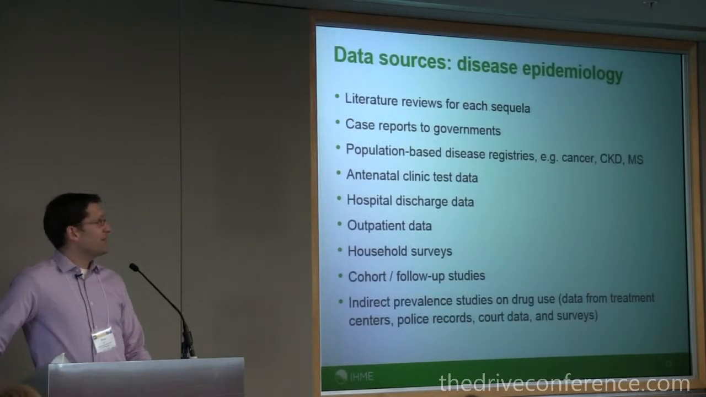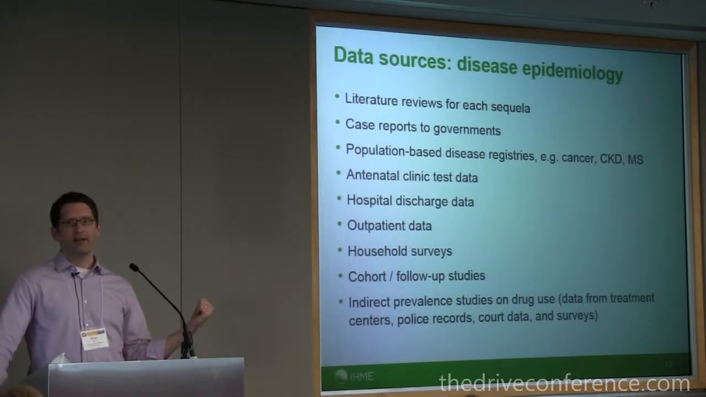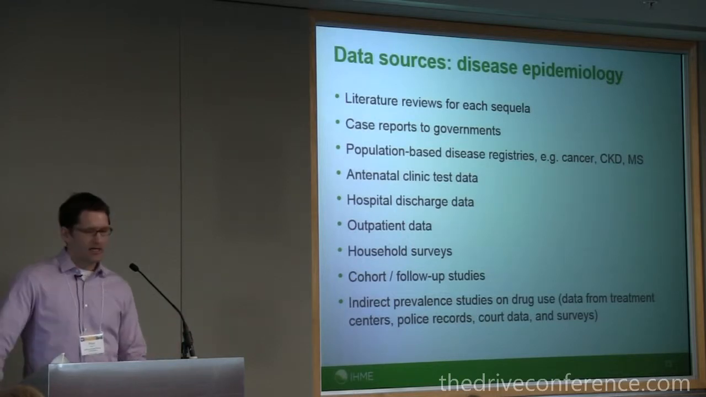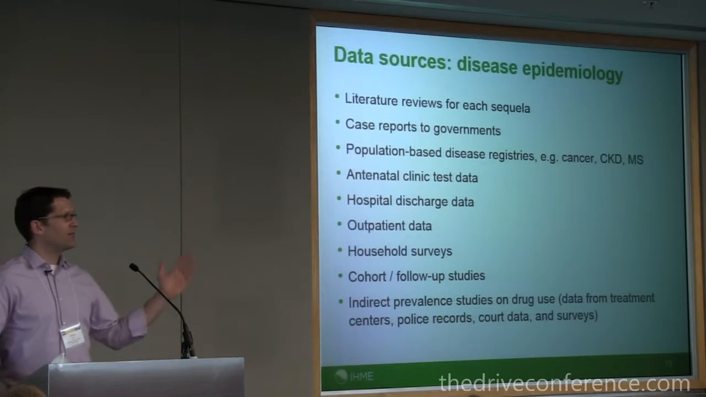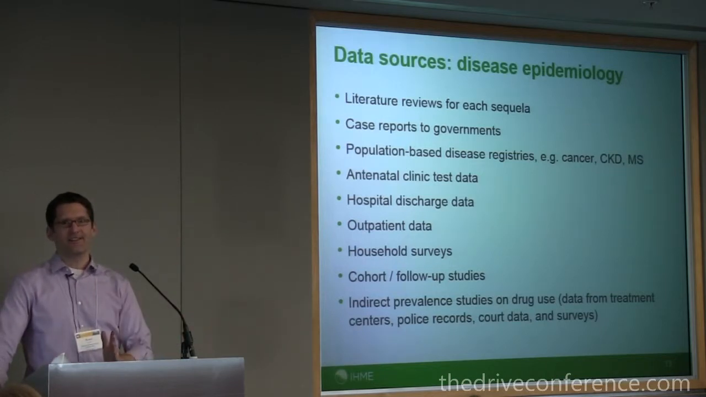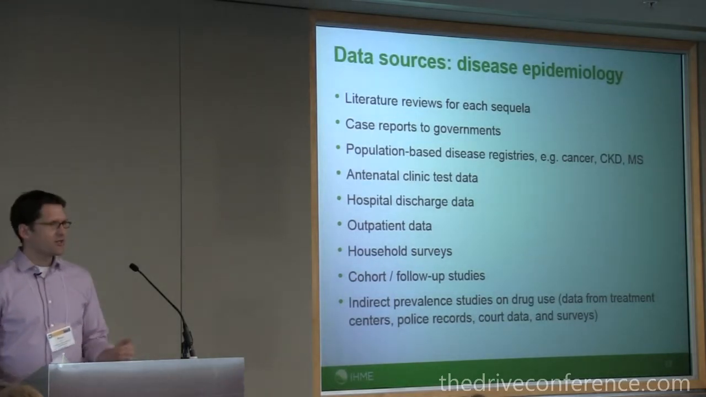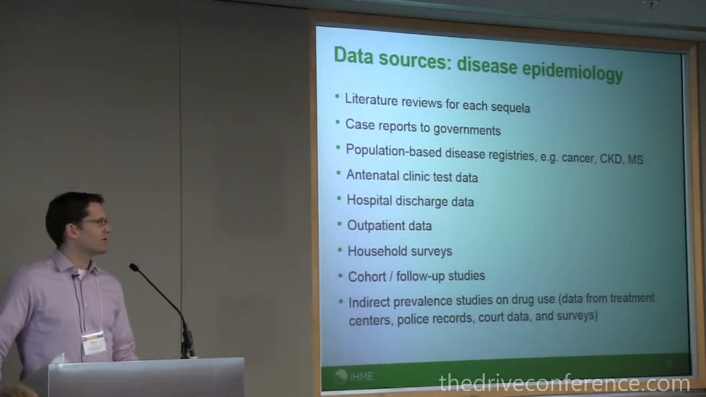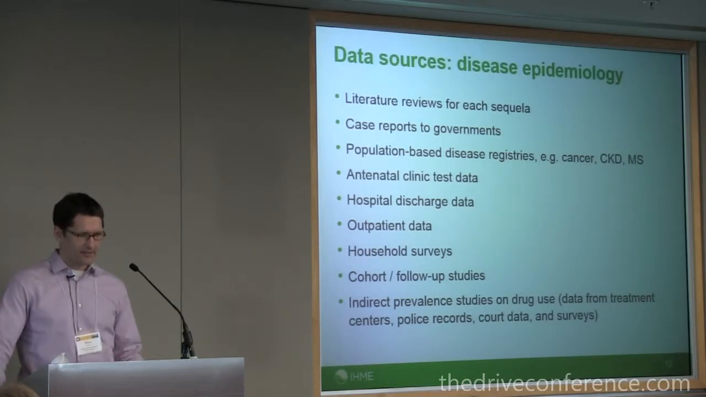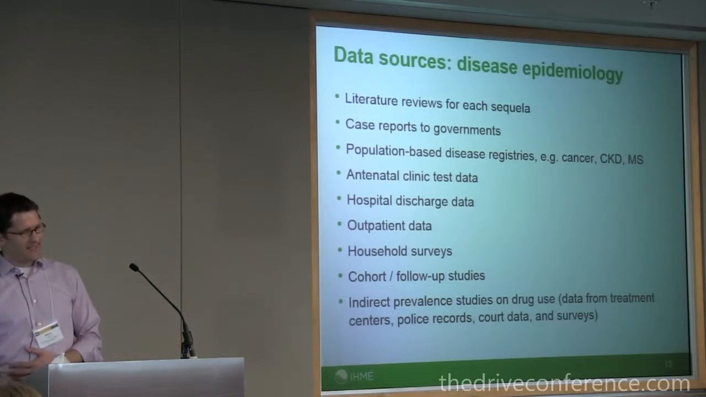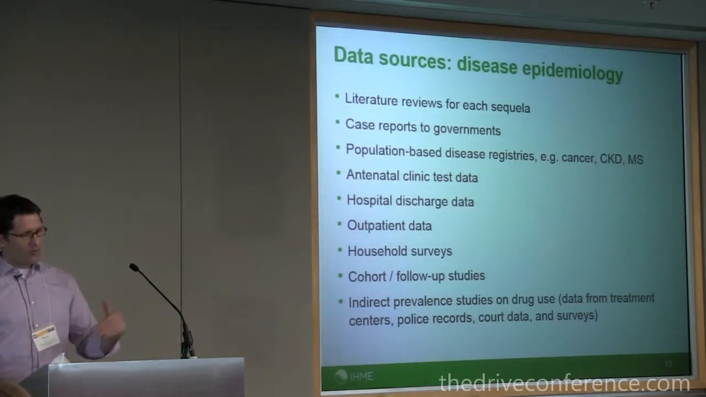The next one is disease epidemiology. So for those 1,160 sequelae that underlie the 291 causes, we need to figure out how many people get sick, are sick, how long are they sick, and then you can use the disability weights to come up with the actual YLDs. So again, literature review is our main source of information for that, where we look at studies on specific causes or sequelae in different countries. Case reports of certain diseases to governments, population-based disease registries, and a whole array of others.